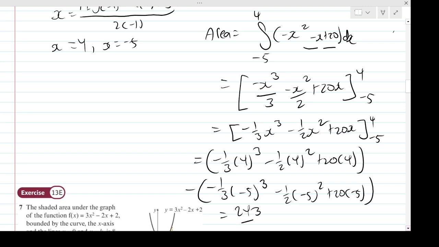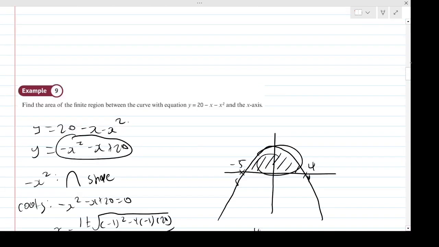243 over 2, okay, and that would be my area in units squared if you want to be a bit more specific. But that number then represents the area of the curve I've shaded. The area there that I've shaded between minus 5 and 4 is 243 over 2. Okay, cool.